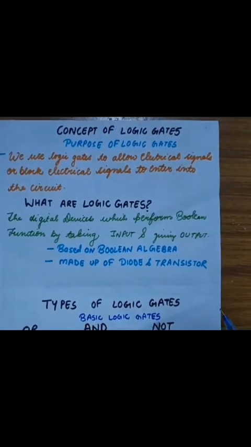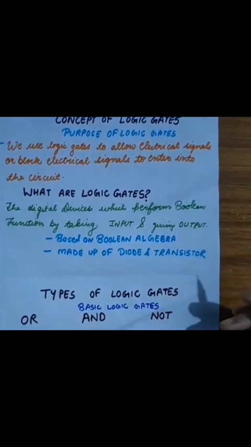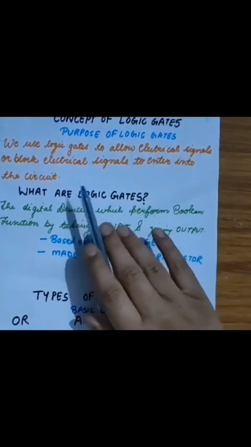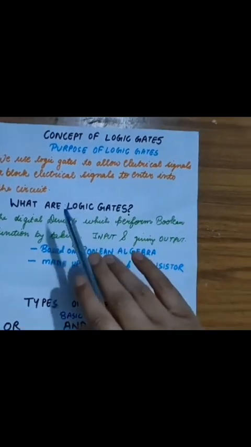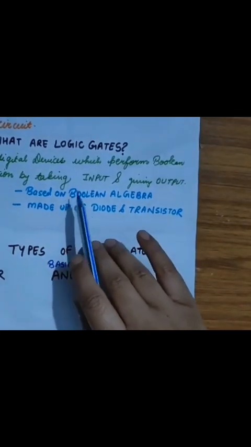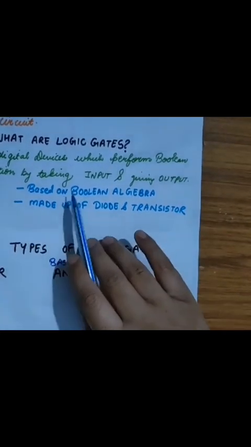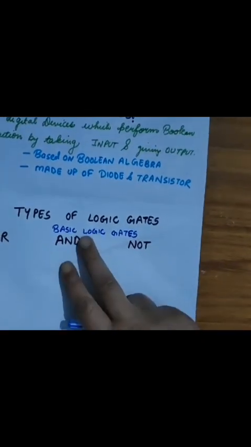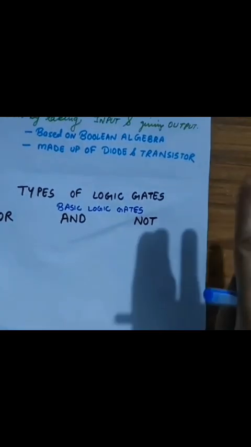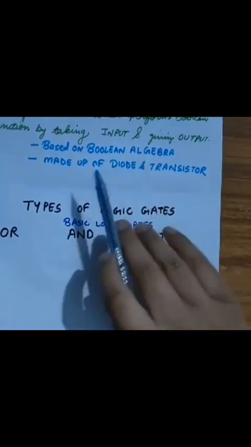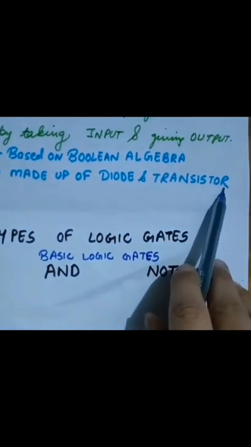So what is the purpose of logic gates? We use logic gates to allow electrical signals or to block electrical signals from entering into the circuit. So what are logic gates? They are digital devices which perform a Boolean function by taking input and giving output. The logic gates are based on Boolean algebra, and they are made up of diodes and transistors.